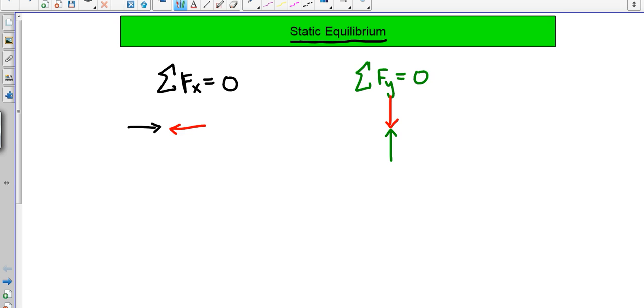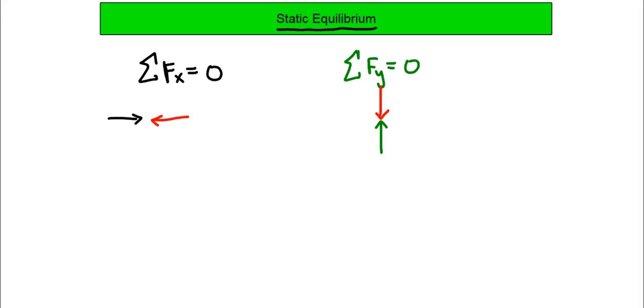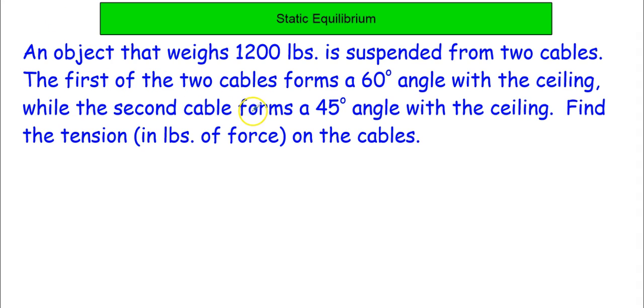All right, so what we want to do is take a look at an example problem here. Our example is an object that weighs 1,200 pounds is suspended from two cables. The first of the two cables forms a 60-degree angle with the ceiling. The second cable forms a 45-degree angle with the ceiling. Find the tension in pounds of force.